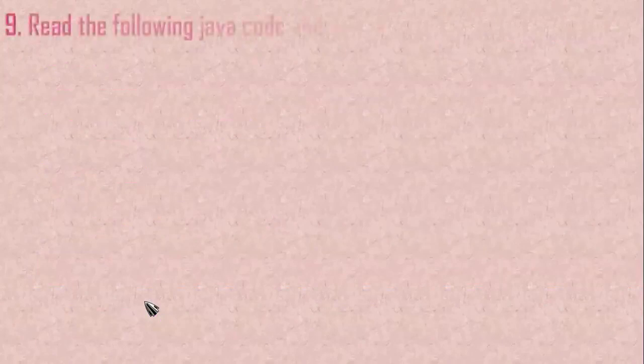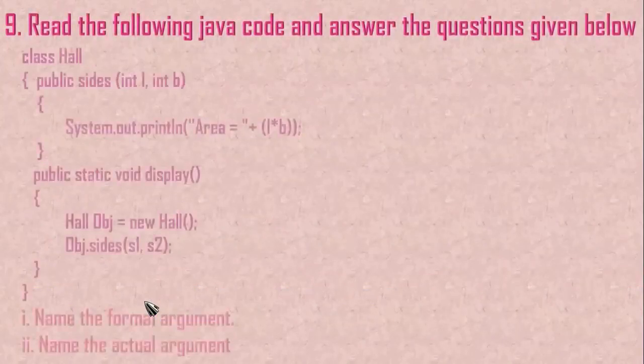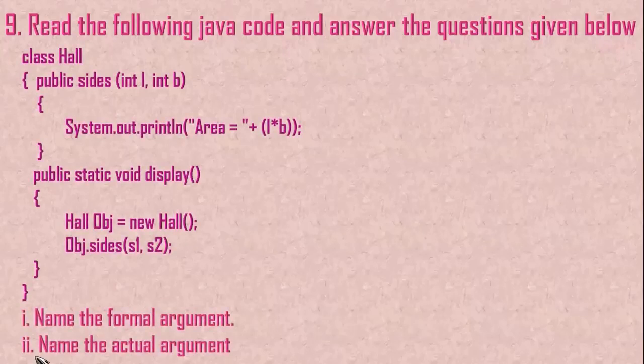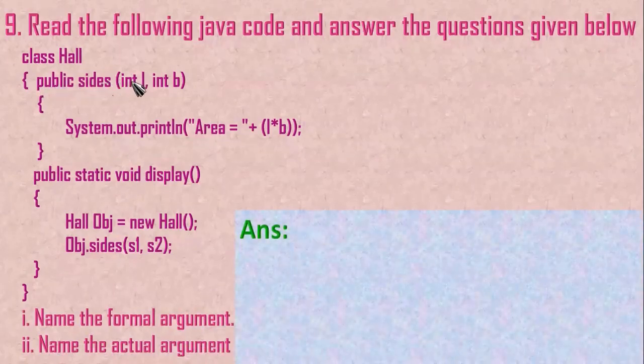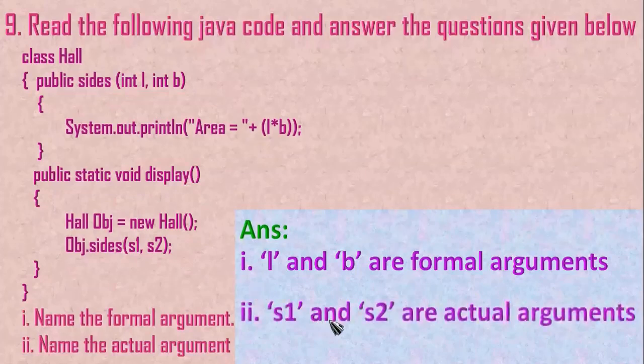Next question. Read the following Java code and answer the questions given below. Name the formal argument. Name the actual argument. Formal arguments are given with method prototype. So that is L and B. Actual argument is given when method is being called. So that is S1 and S2. So we can write S1 and S2 are actual arguments.